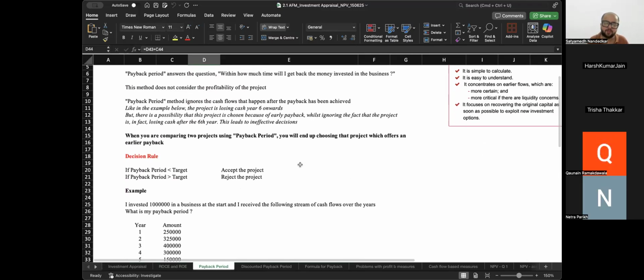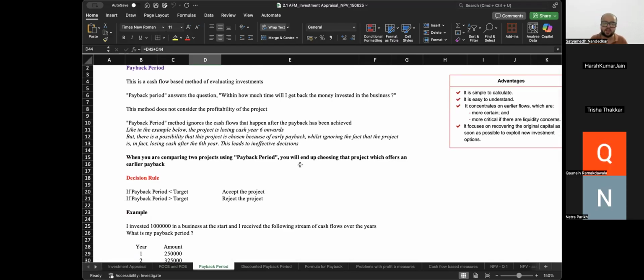Like the previous method, that is return on capital employed, even this method has one drawback: it considers the cash flows, but it does not consider the time value of money. Also, it ignores the cash flows that happen after the payback.